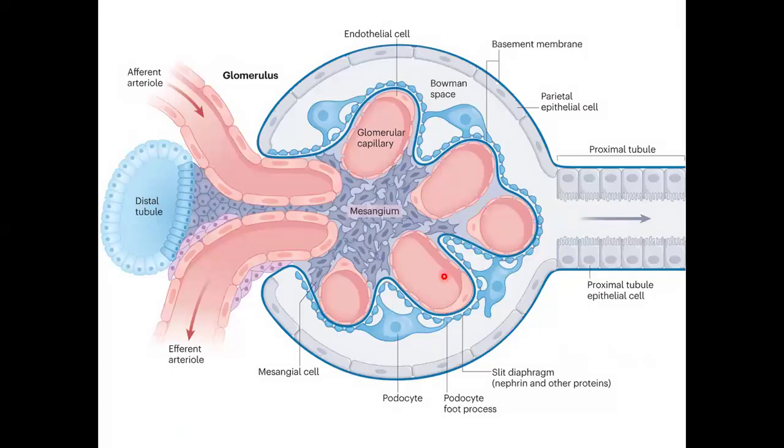So here is a diagram showing us a more detailed structure of the basement membrane. So this is the afferent arteriole. Of course, it is always slightly larger than the efferent arteriole to create pressure here.